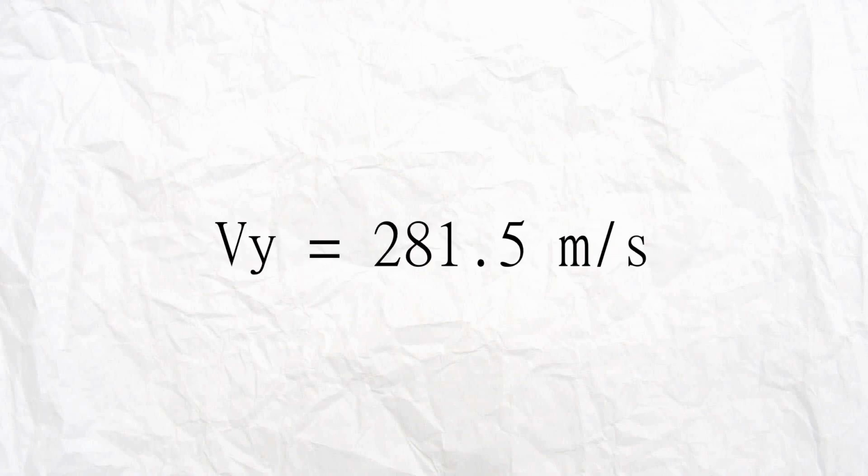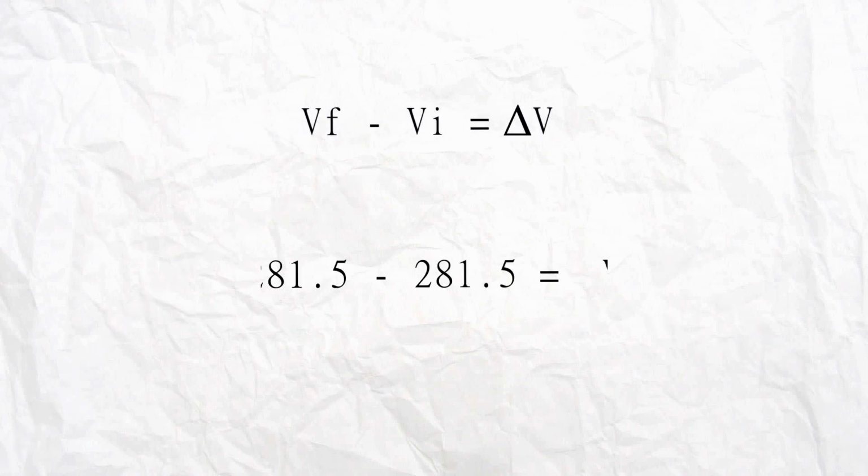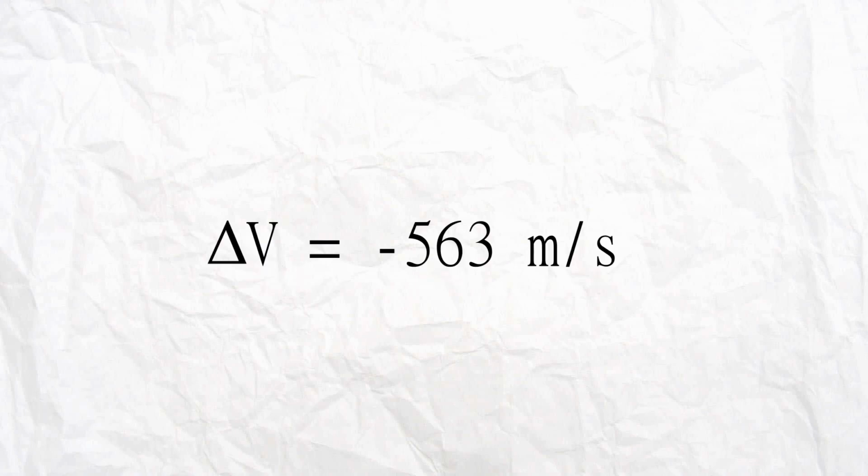of the vertical component. Now, to use this to find time. Disregarding air resistance, we can assume that the magnitude will stay the same in the opposite direction. Up is positive, down is negative. Using the formula final velocity minus initial velocity to find the change in velocity, we can plug the values 281.5 meters per second for the initial and negative 281.5 meters per second for the final velocity. The change in velocity will equal negative 563 meters per second.